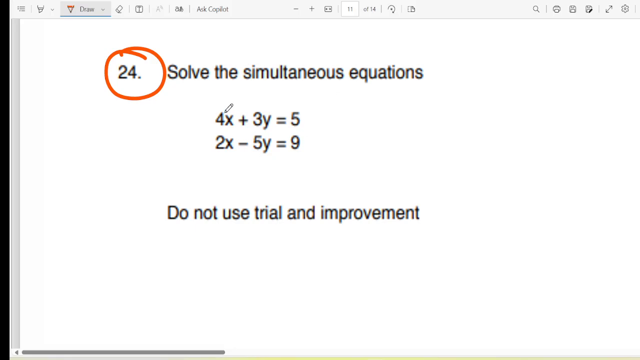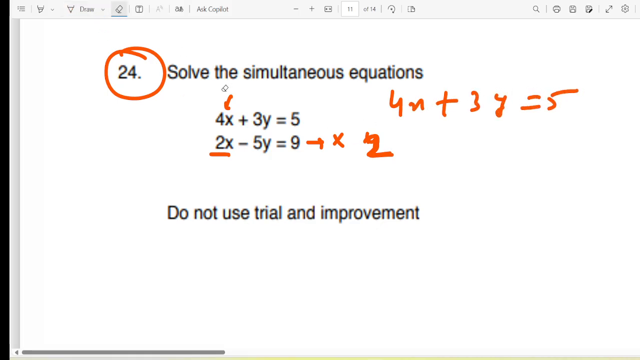Let's use the elimination method. For that I need to make any one variable's coefficient the same. So you see 4x is there, 4 is the coefficient of x. If I want to get 4 here, I would need to multiply this equation with 2, not with 4, sorry, because 2 is already there. 2 times 2 is 4. So the first equation is 4x plus 3y equals 5. If I multiply the second equation with 2, this will become 4x, 5 times 2 is 10y, 9 times 2 is 18, right? This is what I got.